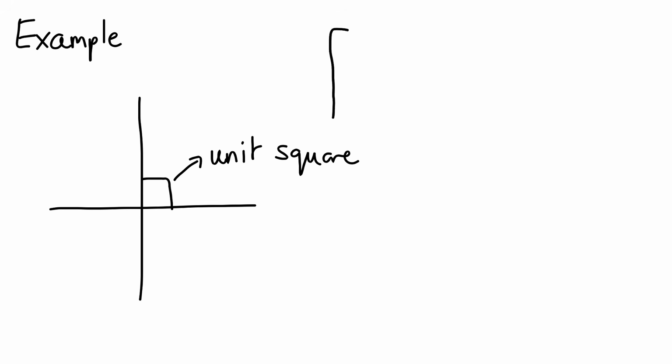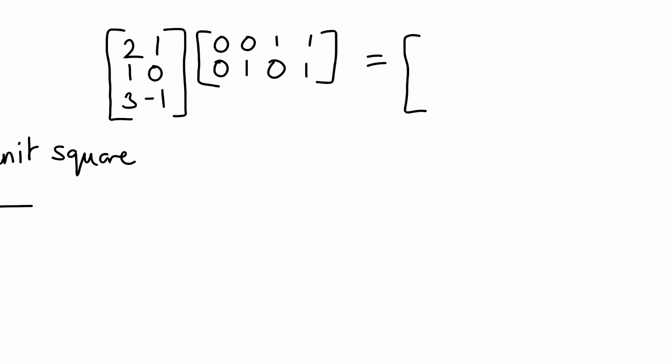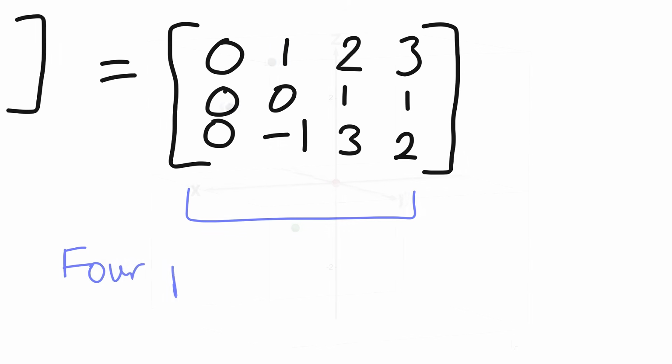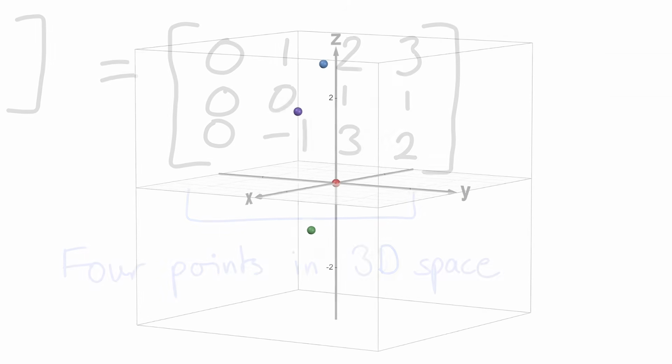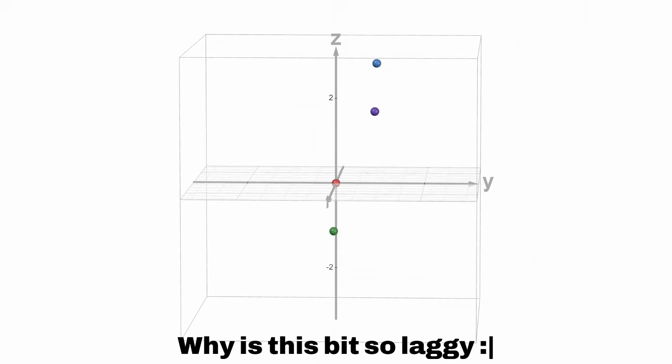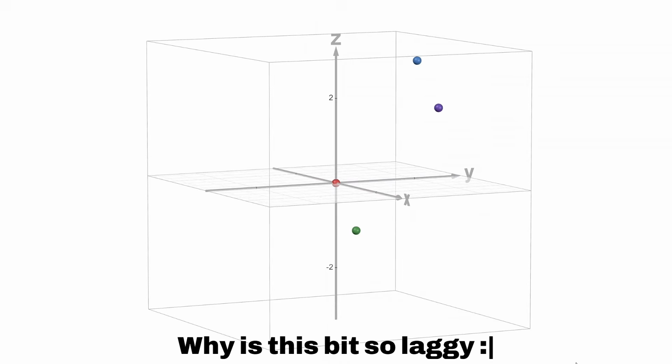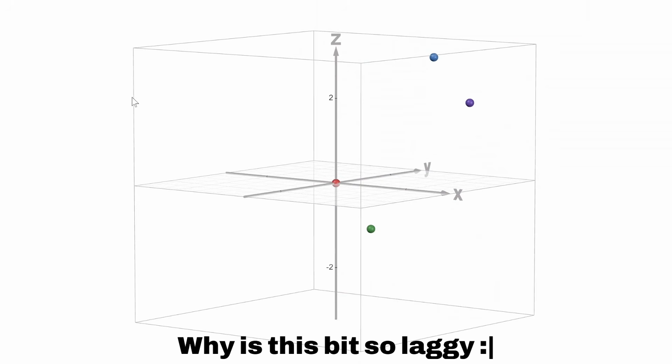We start in 2D with a unit square with its vertex at the origin, and we apply our 3x2 matrix, getting this as a result, a list of 4 new vectors in 3D. And if I plot them like so, you might notice something interesting. These points don't seem to be forming a polyhedron. It kind of still looks like a quadrilateral.